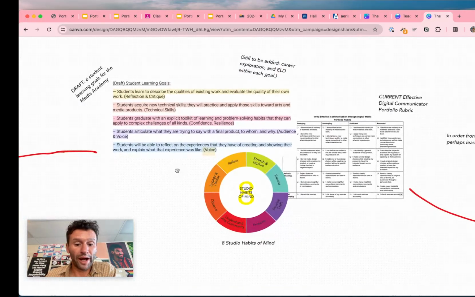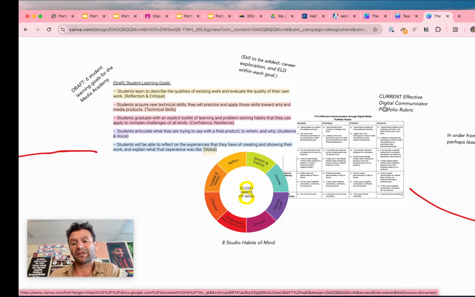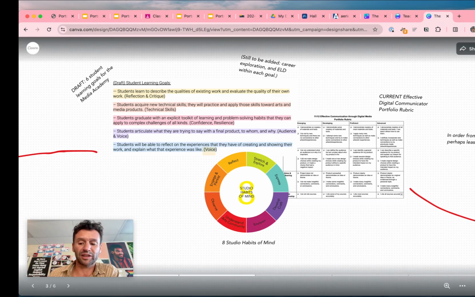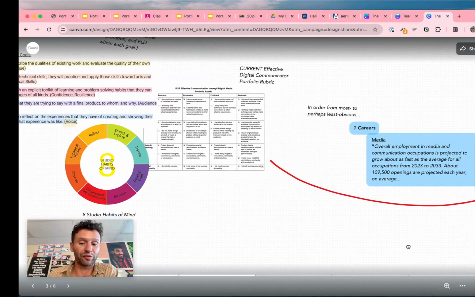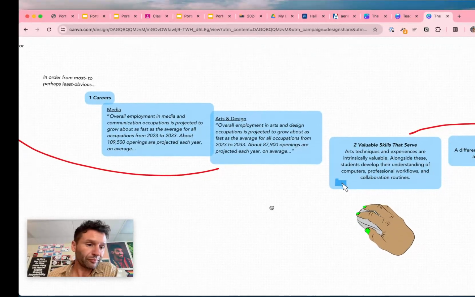Here we have our Media Academy student learning goals, eight studio habits of mind. We have our effective digital communicator portfolio rubric, which you can click on and look at. And these all link to what I'm talking about right now. But I'm going to skip past these for a moment and get a little bit more human here.